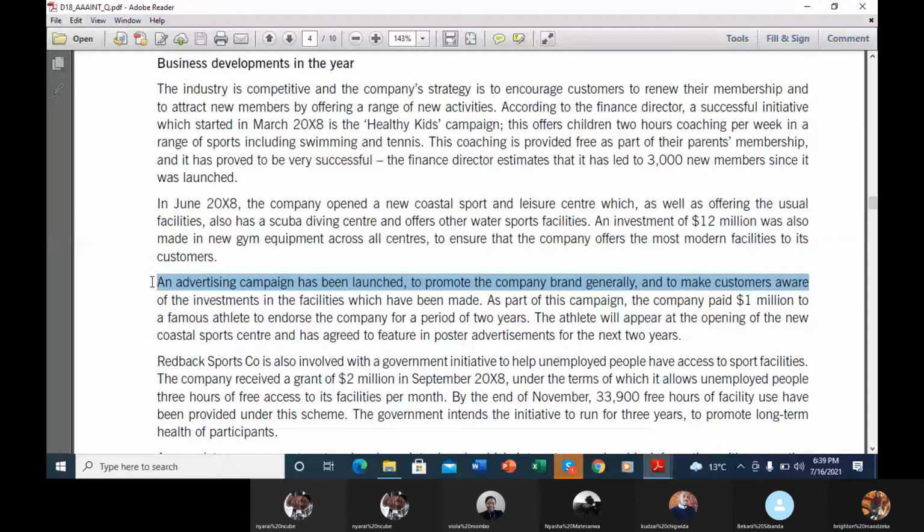So the period here is very important. This athlete has been paid $1 million to endorse the company for the next 2 years. The main issue here is the recognition of the $1 million. We are applying the accounting standard. How should the $1 million paid to the famous athlete be treated in the books of account and in the financial statements? And what is the appropriate heading concerning the fee paid to this athlete?